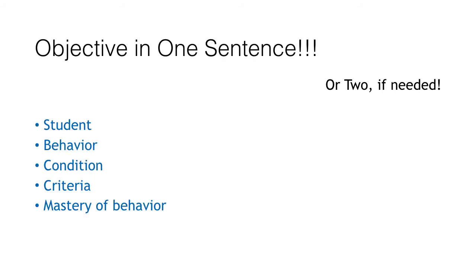When you develop your objective, the 5 elements should be in one objective. That's very ideal. Student, behavior, condition, criteria, and mastery of behavior should be in one sentence, okay? Now I'm going to show you a good example objective, and we are going to identify where each element is located.